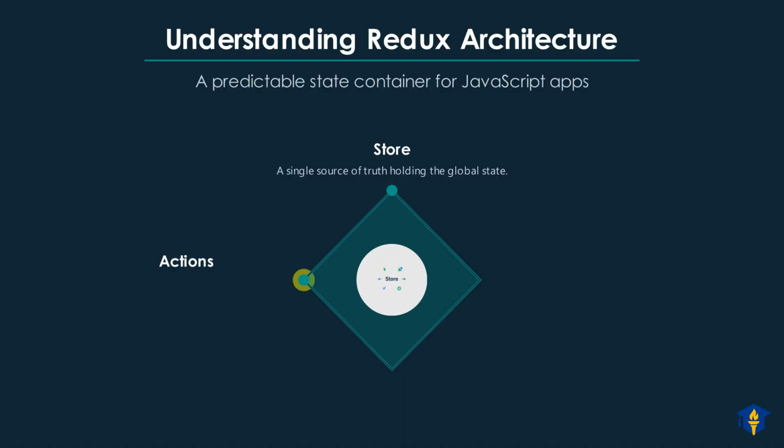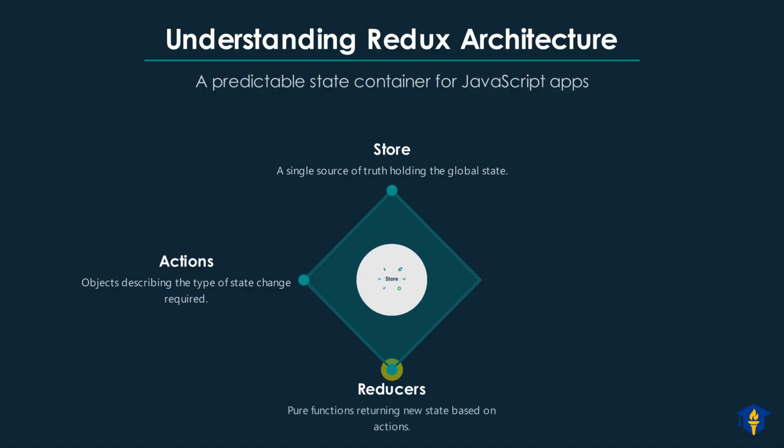Actions are plain JavaScript objects that describe what happened or the type of state change needed. They are the only way to trigger state changes, ensuring a clear and explicit flow of data. Reducers are pure functions that take the current state and an action, then return a brand new state. They specify how the application's state changes in response to various actions, maintaining predictability.